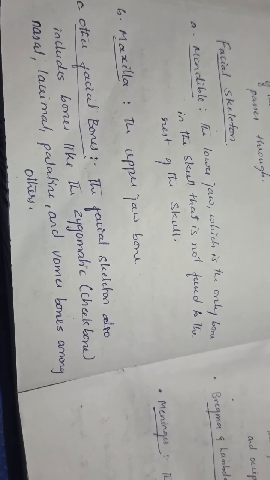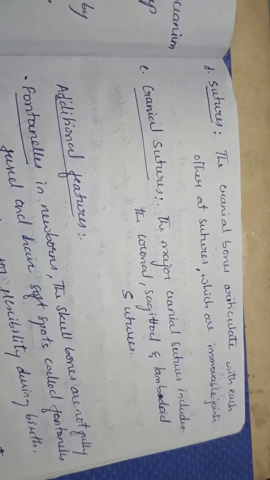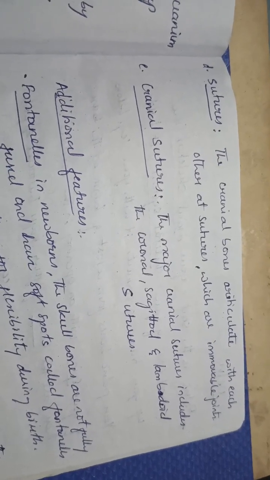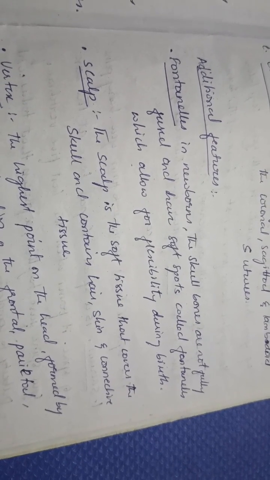Sutures. The cranium bones articulate with each other at sutures, which are immovable joints. Cranial sutures. The major cranial sutures include the coronal, sagittal, and lambdoid sutures. Additional features. Fontanelles. In a newborn, the skull bones are not fully fused and have soft spots called fontanelles, which allow for flexibility during birth.